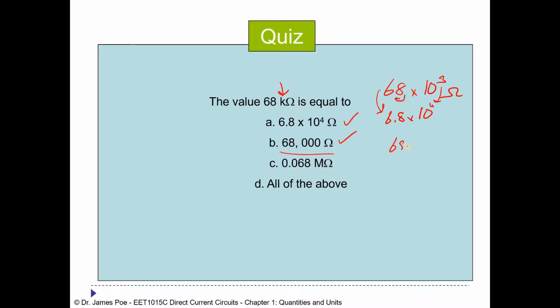If I have 68 times 10 to the 3, and I want to move this, we can see to get to this, I have to move this over by 3. And that's going to give me 0.068 times 10. Our 68, right, our 6.8 went to this, so it got smaller, so this has to get bigger. So if we go 3 bigger, that's going to give us mega ohms. And that's it.